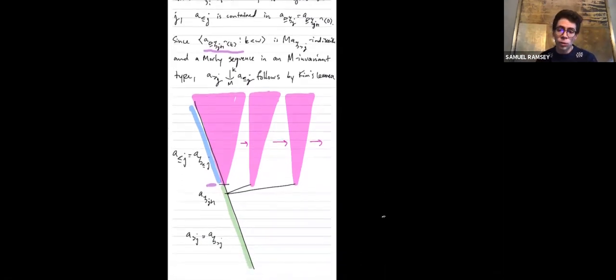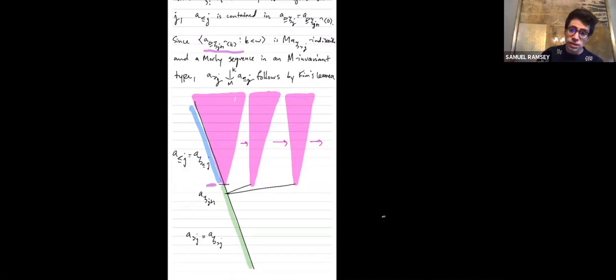Okay, and then what does that mean? Well, that means that the end segment has to be independent with the initial segment. Why? Well, because I have exhibited for you a Morley sequence in some M-invariant type in the parameter, which is indiscernible over the object. And what does that mean? That means that they have to be independent by Kim's lemma.